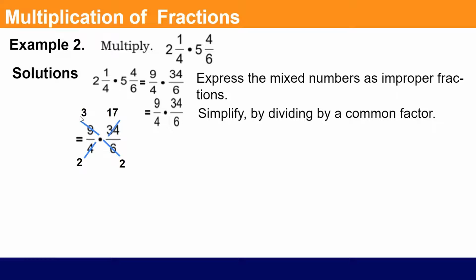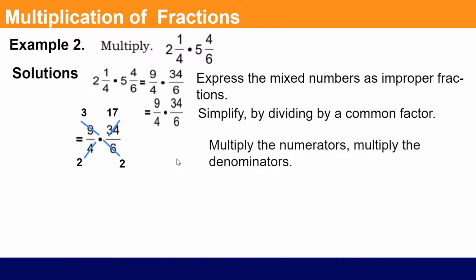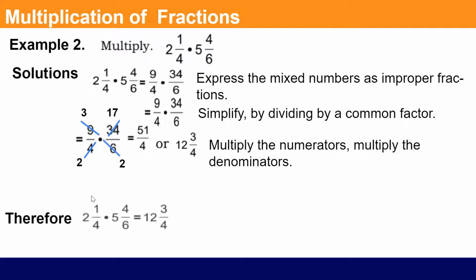Okay? So, now, multiply the numerators. So, we have 3 times 17 and 2 times 2. So, 51 over 4. Okay? You can change it into mixed number. Yung 51, i-divide po ng 4. So, your answer is 12. And then, we have the remainder, 3. So, we will write 3 in the numerator and then 4 in the denominator. Therefore, the final answer is 12 and 3/4.